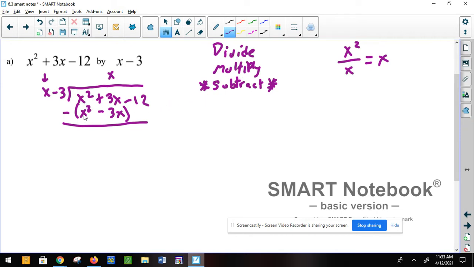When I subtract, x squared minus x squared is 0. That should always happen. If you do the divide and multiply parts correctly, this part should always be nothing. Then 3x minus negative 3x is 6x, because you're subtracting a negative. It'd be real easy just to add them together and get 0, right? But that's where the mistake would happen. Okay, now you bring down the negative 12.